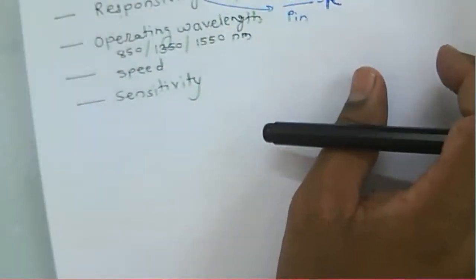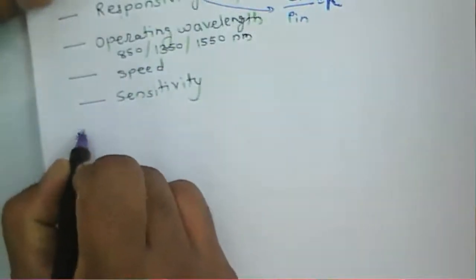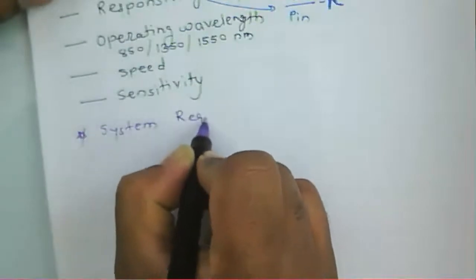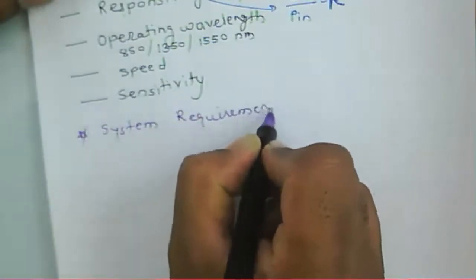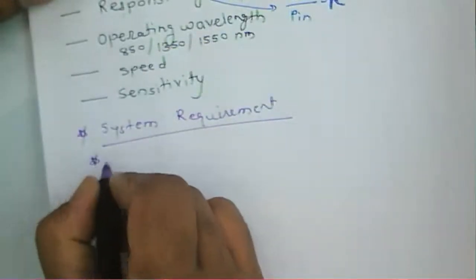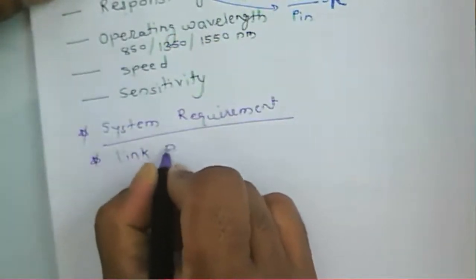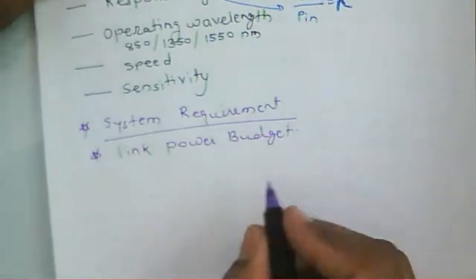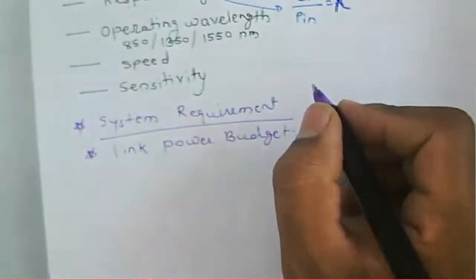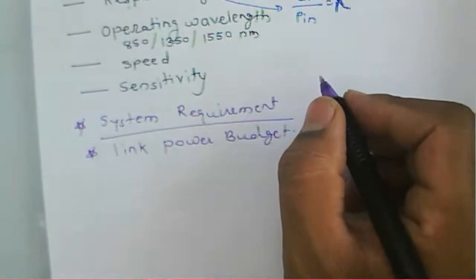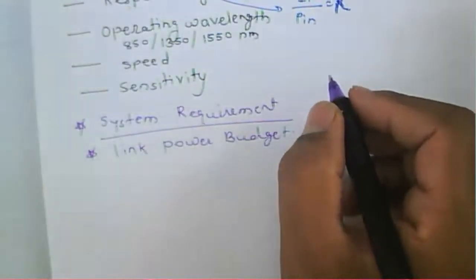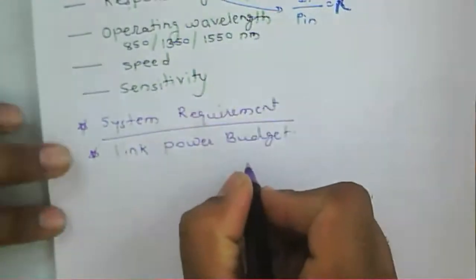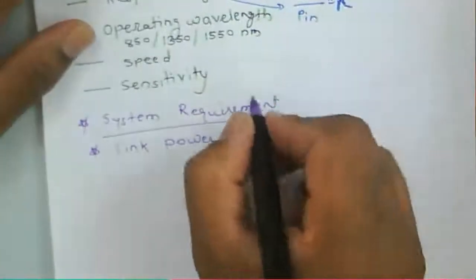So now, what are the system considerations or system requirements? That is about the link power budget. In a point to point analysis, there are two requirements for this link. One is the link power budget and another is the rise time budget.